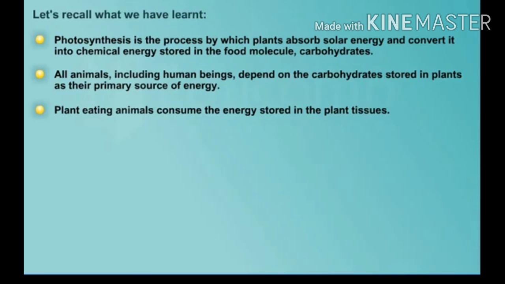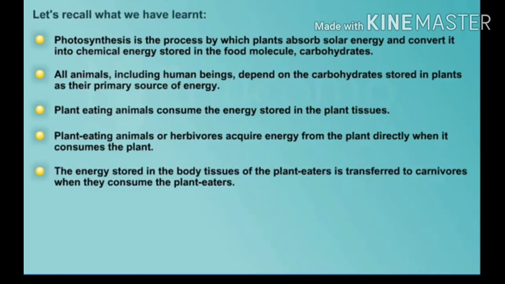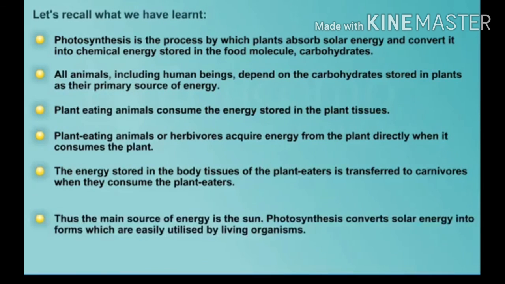Plant-eating animals consume the energy stored in the plant tissues. Plant-eating animals or herbivores acquire energy from the plant directly when it consumes the plant. The energy stored in the body tissues of the plant eaters is transferred to carnivores when they consume the plant eaters. Thus, the main source of energy is the sun. Photosynthesis converts solar energy into forms which are easily utilized by living organisms.